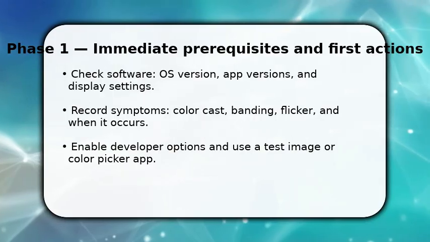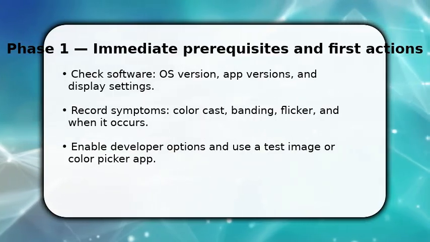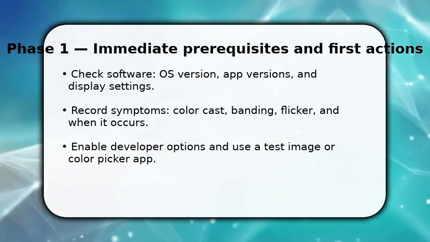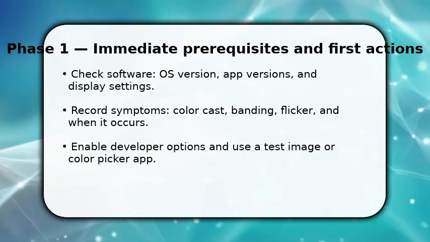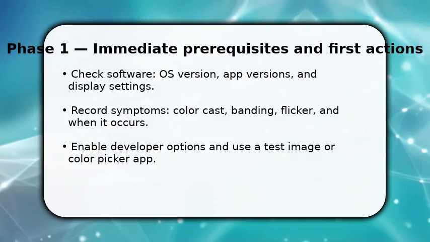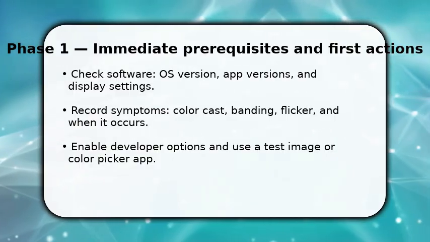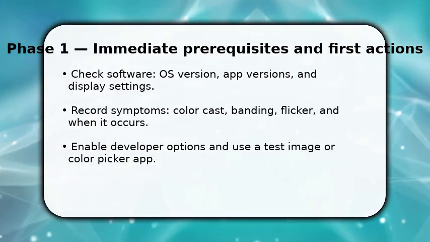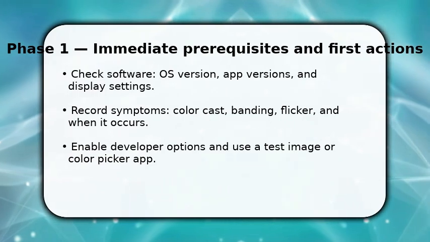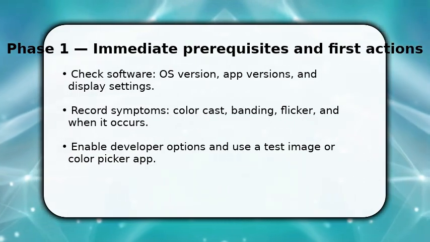Next, load a calibrated test image and use a color picker to sample reds, greens, blues. This shows whether the issue is uniform or channel-specific. Make sure to note whether the problem appears in safe mode or only with certain apps. That distinction defines whether you continue with recalibration or move to hardware checks.